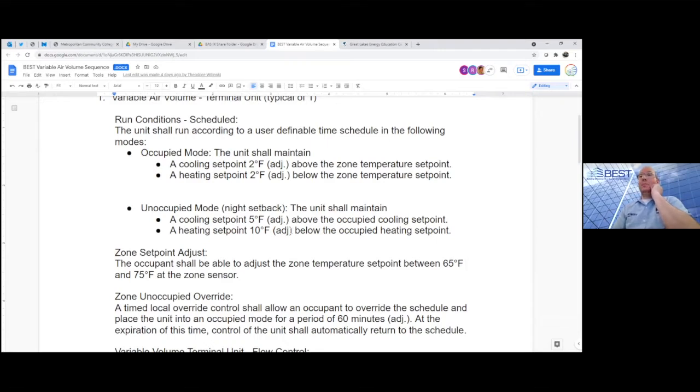And this may be completely different for your area of the country. This sequence is written by two people who live in the Midwest. So it is biased by that standpoint.